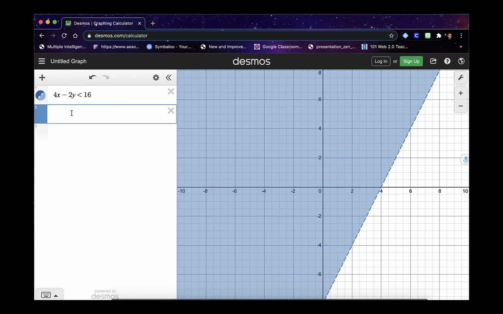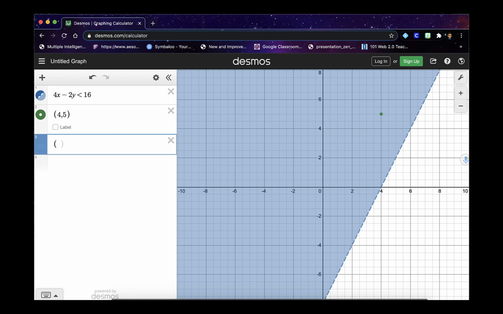Now, we want to determine if our points are solutions. So they need to be in the shaded area or on a solid line. We have a dashed line here, so they can't be on that line. I'm just going to type in my coordinates. So 4, 5. If you notice, it is up here in the shaded region. So 4, 5 is one that I would choose.